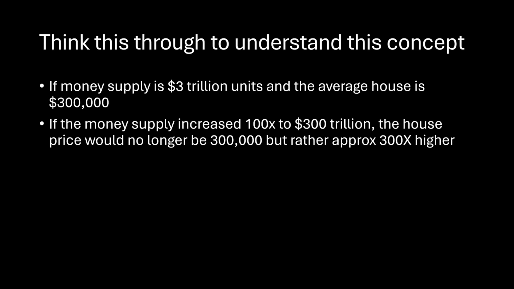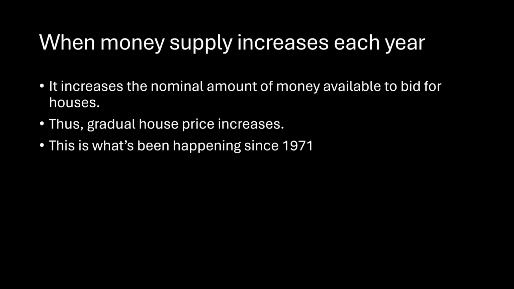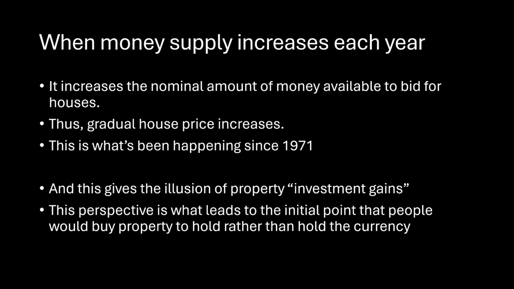So here's an example. We can put it this way: if we have $3 trillion and we have an average house price of 300,000, if you multiply that money supply by 100x to 300 trillion, house prices then are a function of that in that currency, and they would be approximately 300 times higher. So when we have this money supply increasing each time, it's increasing the amount of money that's available to bid for houses, thus gradually increasing house prices. And this is what you see since 1971. And as mentioned, this has given an illusion in property investment gains, and it creates a dynamic where there's an investment flow into property rather than holding the currency.